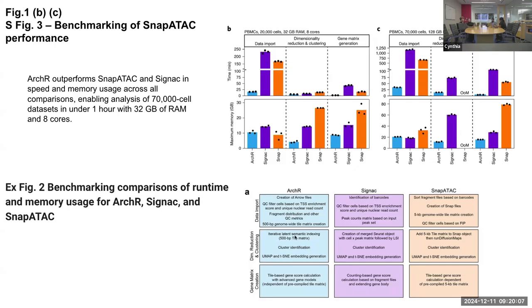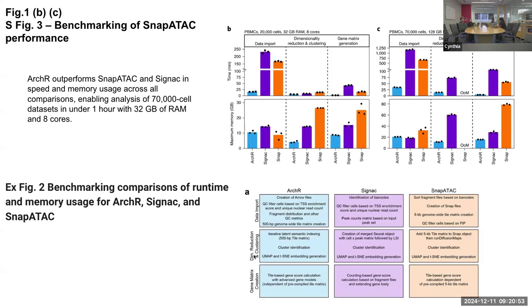Here are the kinds of tasks that are commonly performed in each one of these steps. For example, for the import in ArchR, it includes the creation of Arrow files, and let's say this is the core data access that they have. So it includes a lot of steps, and they also perform quality control filtering. That is, in some way, a task that is not included in the data import in Signac and in Snap, but they can be performed separately. So they only added it here in order to equalize the conditions to make the comparison valid.